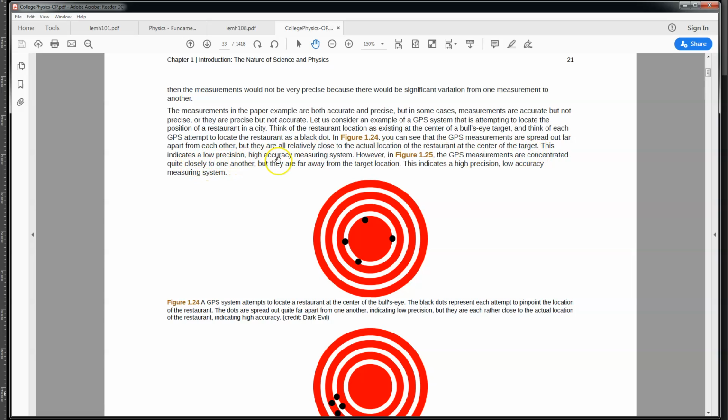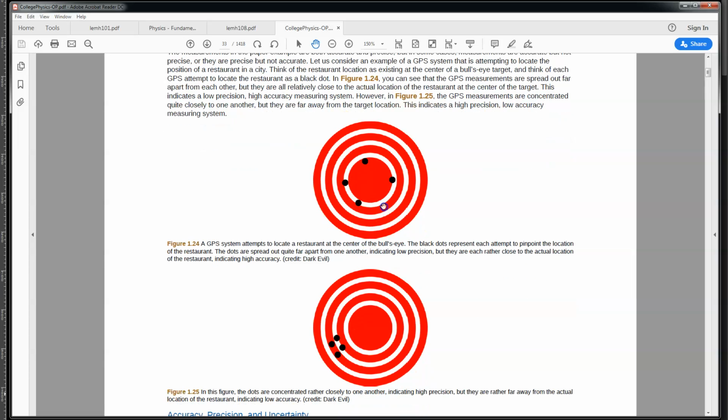This indicates a low precision, high accuracy measuring system. However, in figure 1.25, the GPS measurements are concentrated quite closely to one another, but they are far away from the target location. This indicates a high precision, low accuracy measurement system, as you can see here. So the location of the restaurant is right in the bull's eye, and this basically means that what this measurement system is telling us is that all of these measurements are very close to the actual location of the restaurant, which is right in the center of this circle, right?